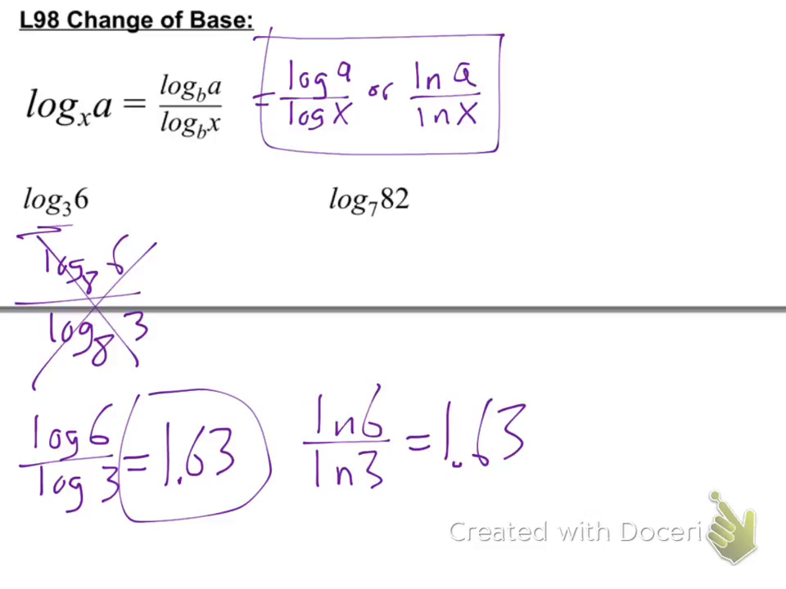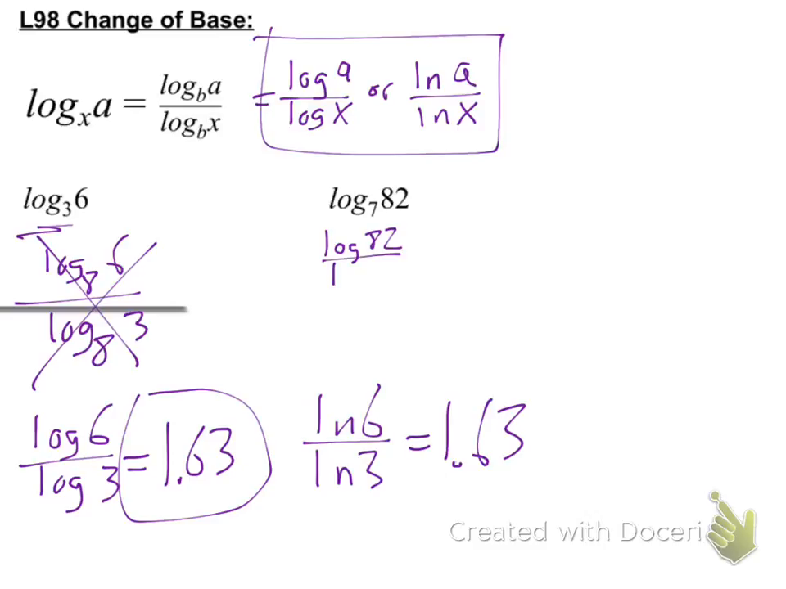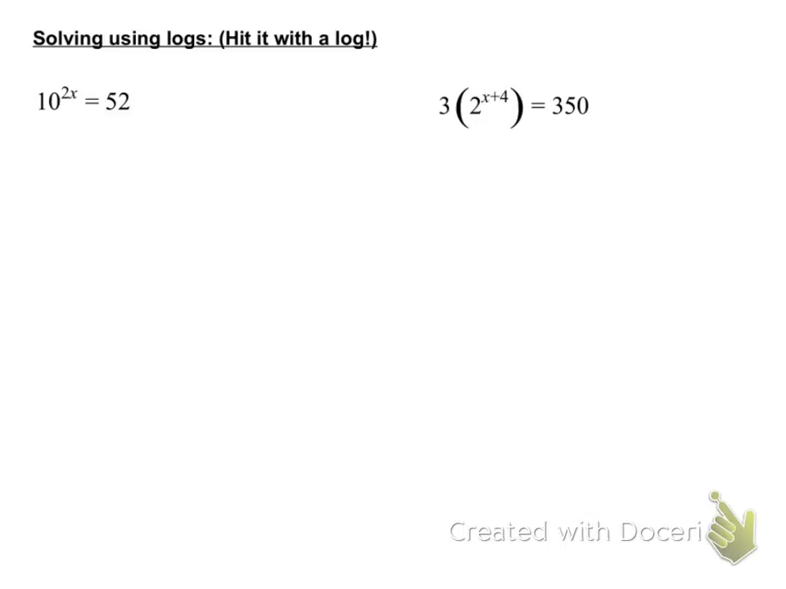Okay, guys. I forgot, I got one more problem up here. Log base 7 of 82. So, what's log base 7 of 82? Let's change it. Log 82 over log 7. So 7 to what power is 82? It's 2.26. Yep. There you go. Check it. Okay? So these are not too bad.